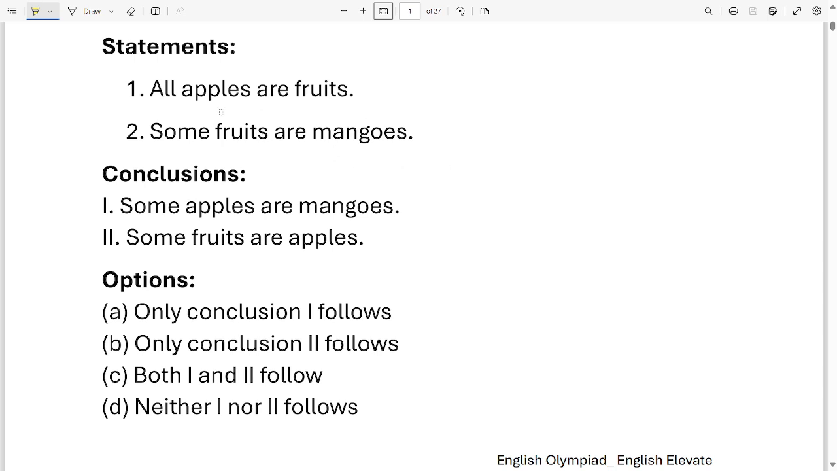I'll just read it once again for you. All apples are fruit, some fruits are mangoes. And the conclusions are some apples are mangoes, some fruits are apples. Now your options are only conclusion 1 follows, only conclusion 2 follows, both 1 and 2 follow, neither 1 nor 2 follows. So look at the question carefully, go through your options and choose the correct one. It is option B. Only conclusion 2 follows. Conclusion 2 is this one: some fruits are apples.